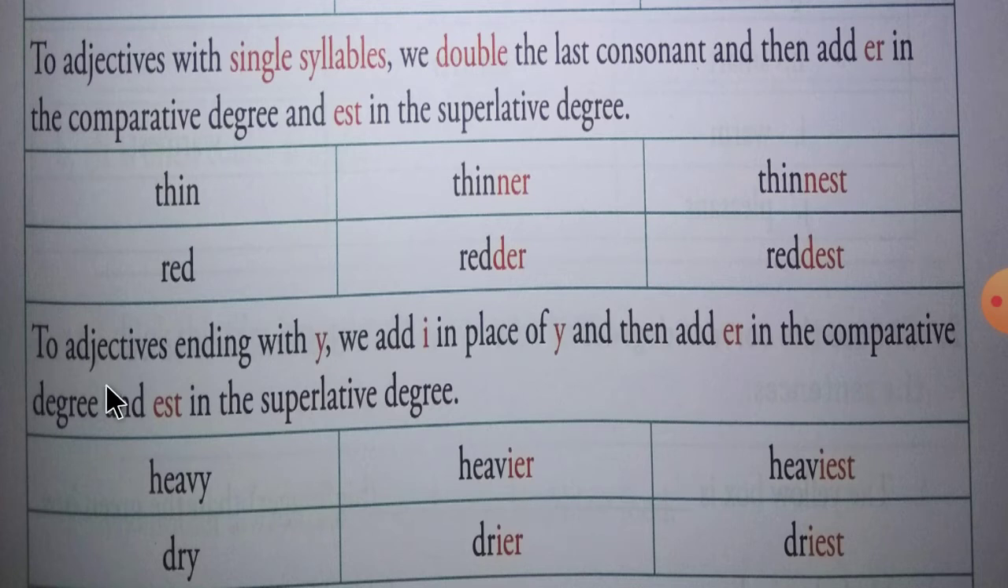Then fourth point, two adjectives ending with y, we add i in place of y and then add er in the comparative degree and est in the superlative degree. Like you all know, we do this in singular and plural: change y to i to make a plural, right? So same here, change y to i, then er for comparative and est for superlative. For example, heavy, heavier, heaviest. Then dry, drier, driest.